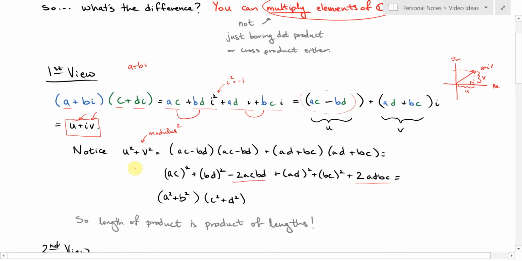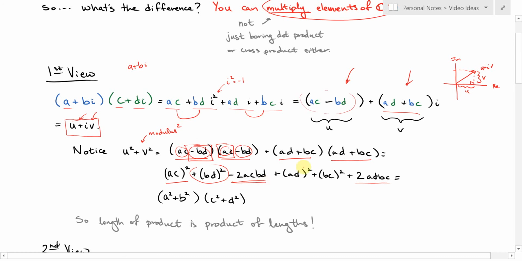And it's equal to, so we're just looking at the definition of u and the definition of v here. u squared is u times u, ac minus bd times itself. v squared is ad plus bc times itself. We multiply that, we add them up. So I just expand it a little. You have ac times ac gives you ac squared. The negative bd times negative bd gives you plus bd squared. And you have two of these minus bd times positive ac terms, which will give you minus 2 acbd.